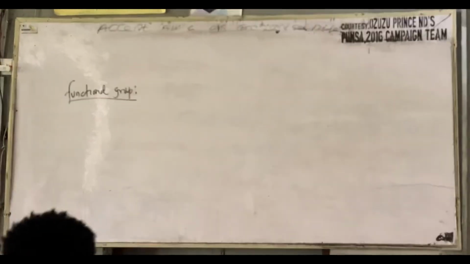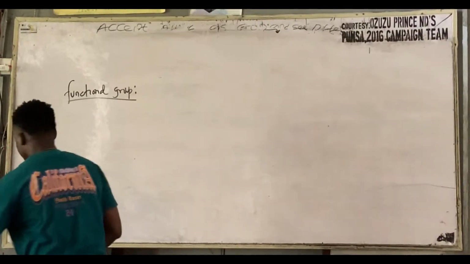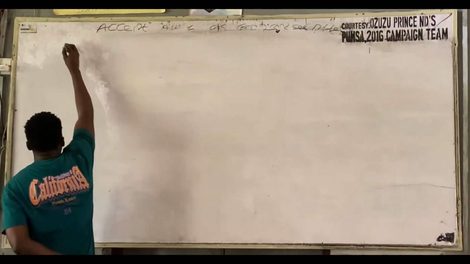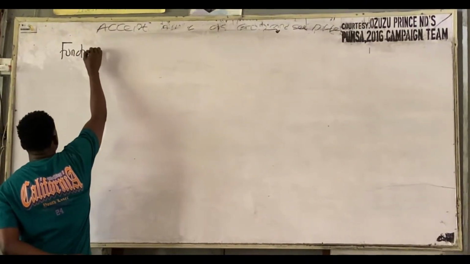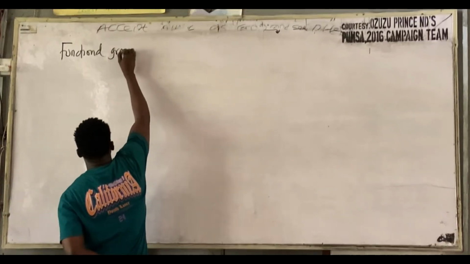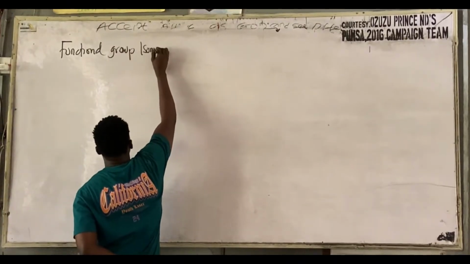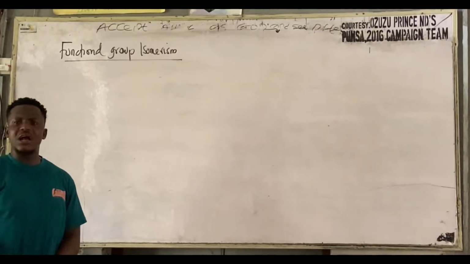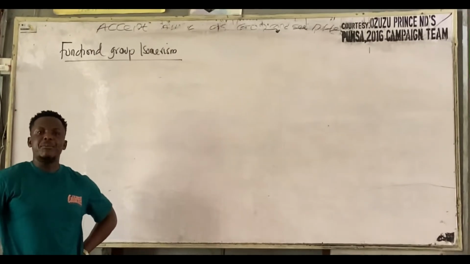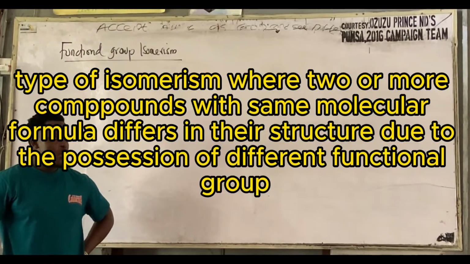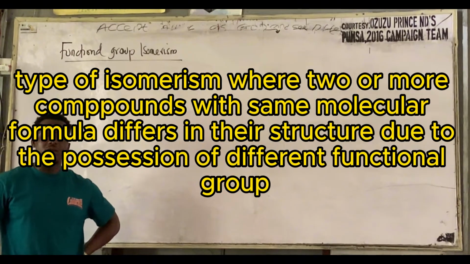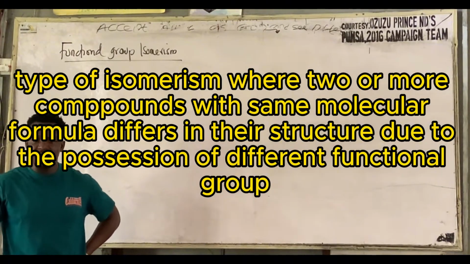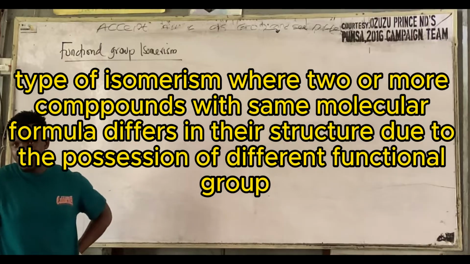Alright, so having listed out this one, the next thing we're going to be looking at is functional group isomerism. Functional group isomerism is a type of isomerism whereby two or more compounds with the same molecular formula differ in their structure due to different functional groups.